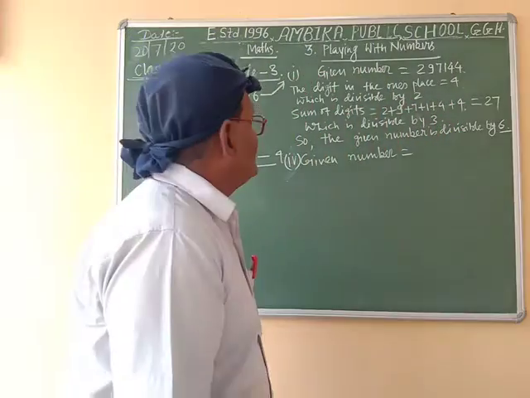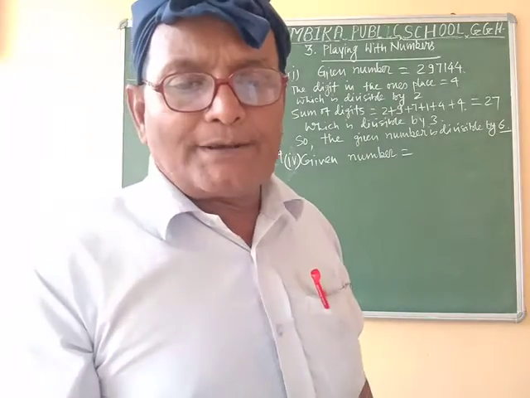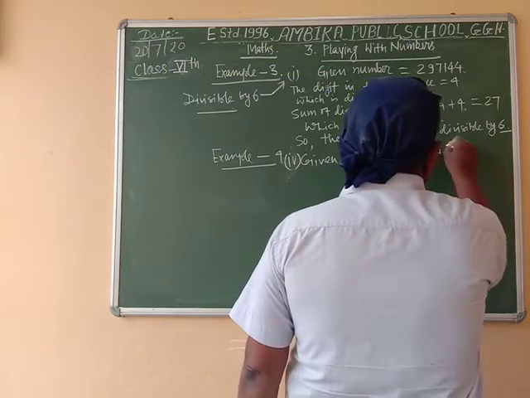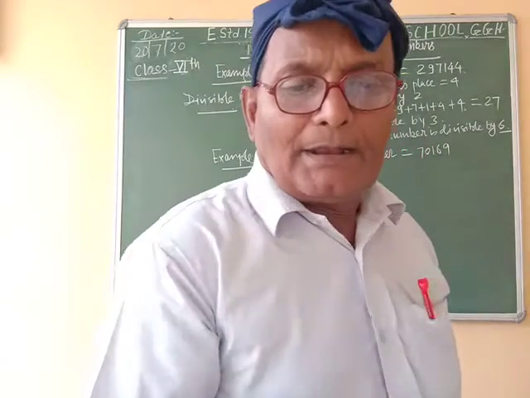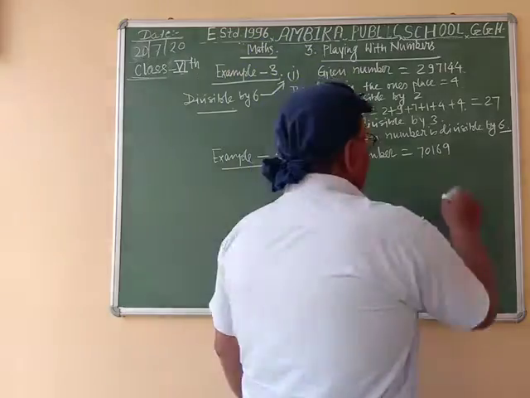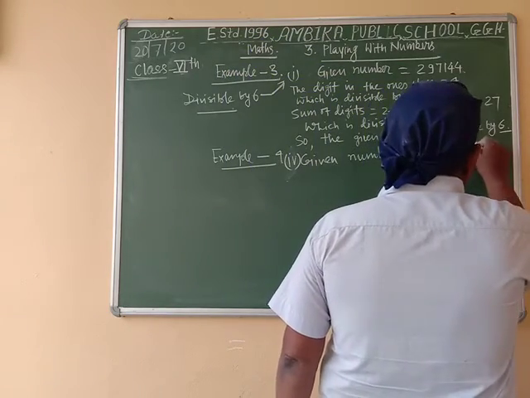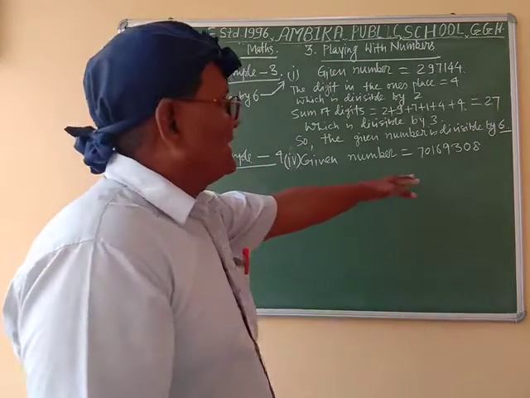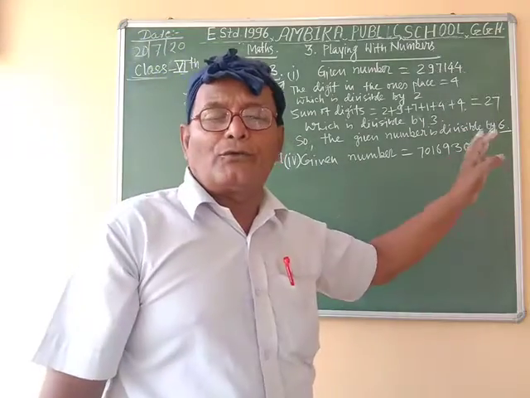So the given number is 70169308, and we have to show whether it is divisible by 11 or not.